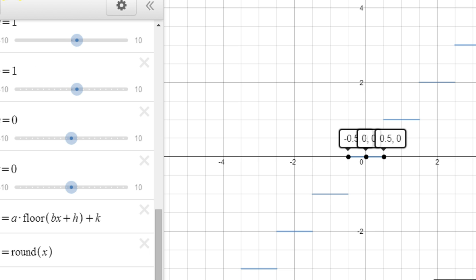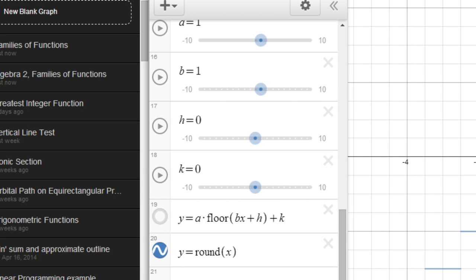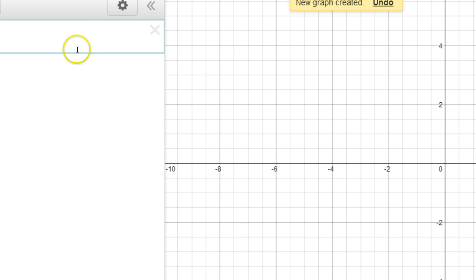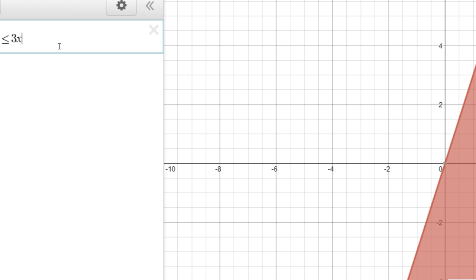Alright, hi you guys. Graphs of nonlinear inequalities. Well, this is pretty simple. It's just like usual, except here, let me go to a blank graph. Okay, it's pretty simple, except instead of graphing these normal ones, or I'm sorry, less than or equal to 3x plus 2.